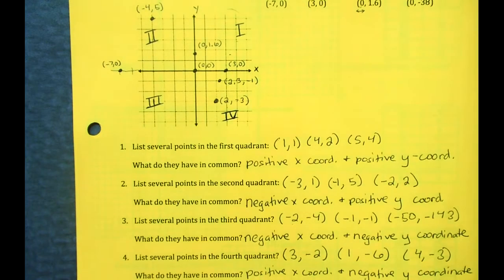So without even graphing, we know how to get from a point into each quadrant just based on whether the x and y coordinate is positive or negative.